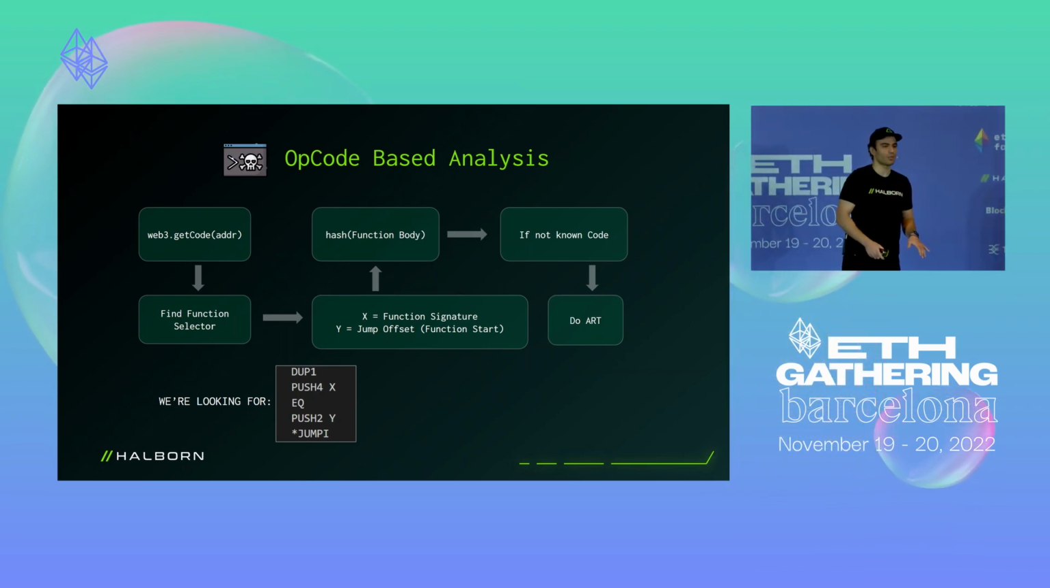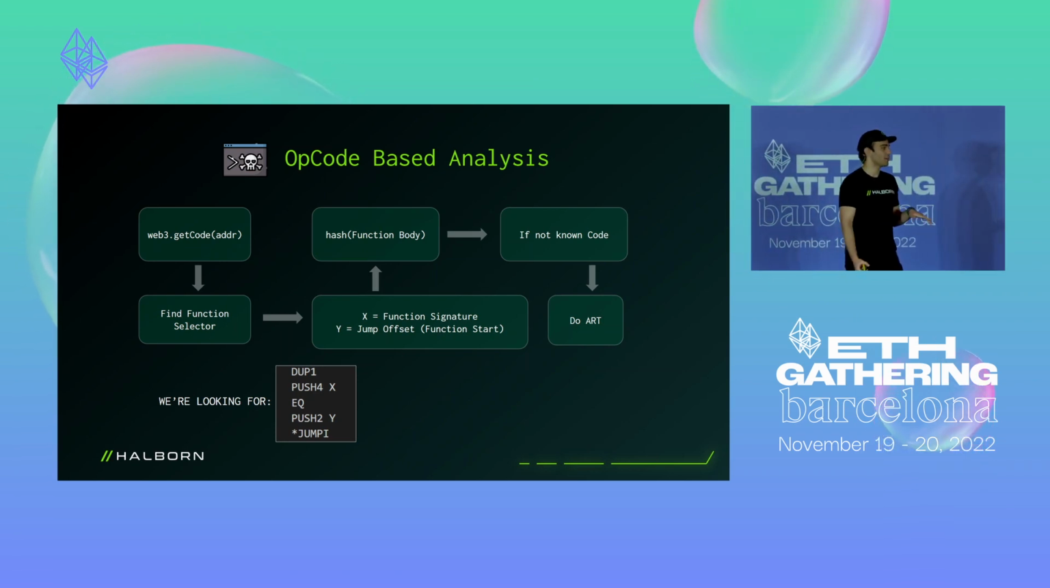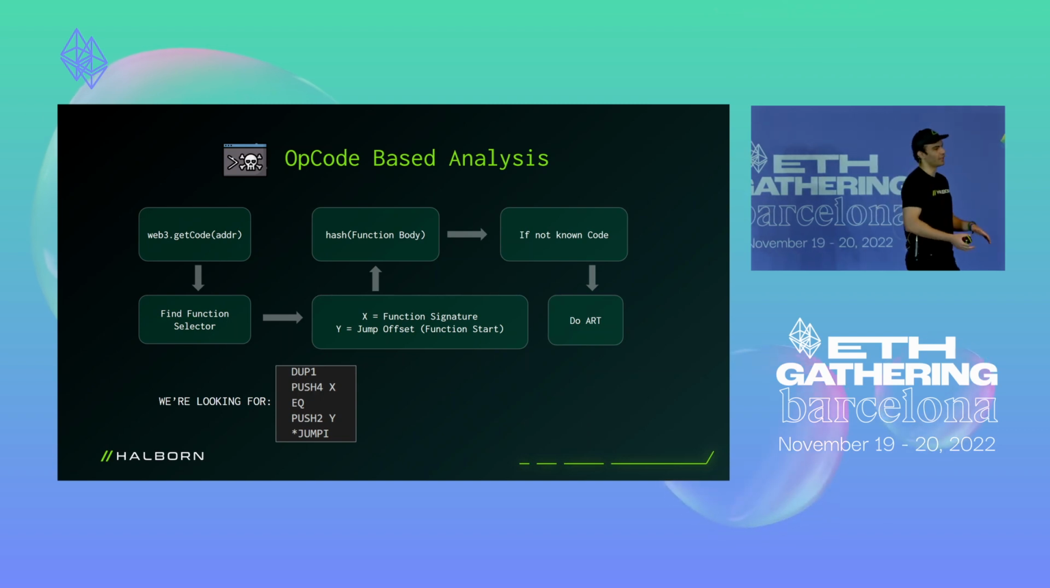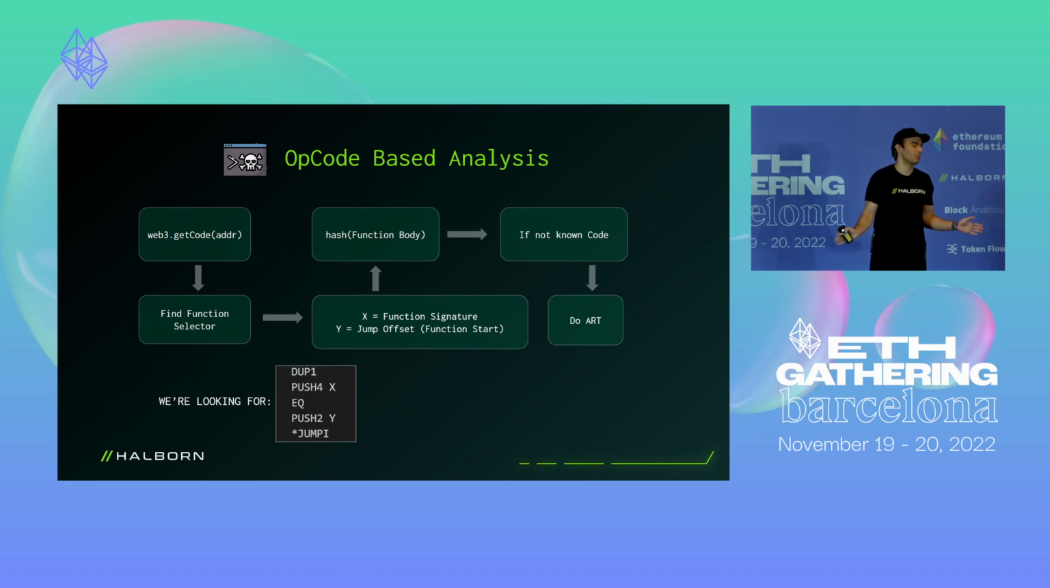Once you find that, you might have multiple conditional jumps in that function body, but at the end you will find a stop instruction or return instruction, and that will be your function body.